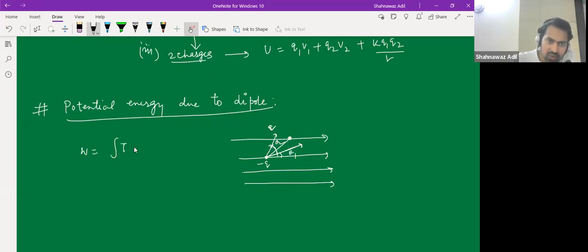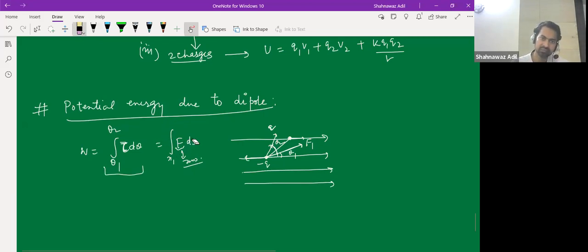So the work done would be the integral of tau d theta, from theta 1 to theta 2. In this case, work is not F dot ds from x1 to x2, because the forces in this direction and in this direction are balancing each other. Net force is zero, so no linear work is done here, and we only have rotational work done.